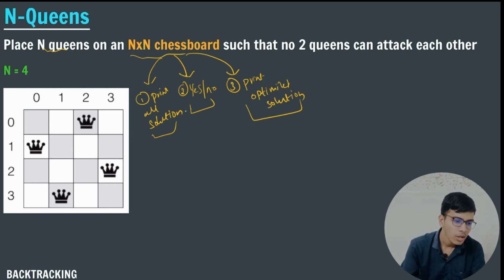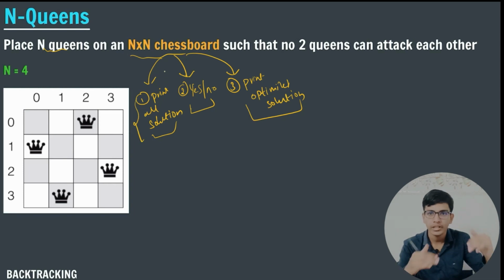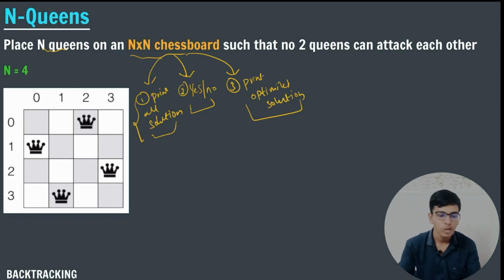Most of the students consider that printing all the solutions is kind of hard, because we need to print all the chessboards, all the possible combinations that can be possible for given N queens. So we'll start with this. We'll start with the toughest one, and other questions will become easy for us if we begin with the toughest one.